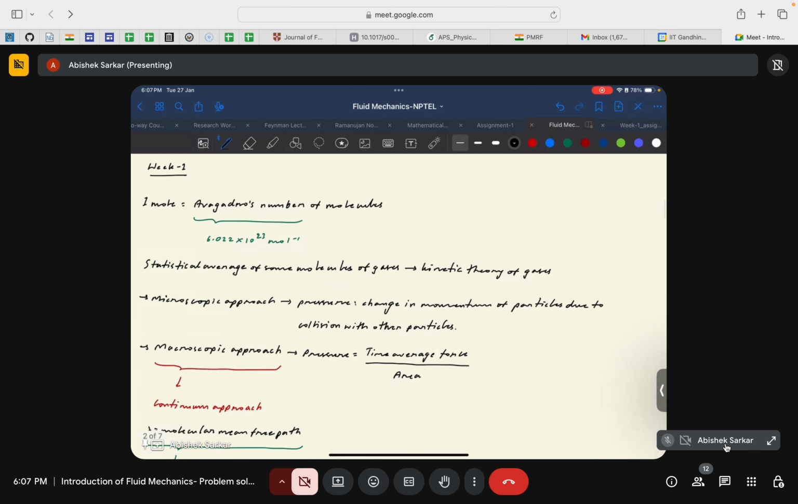It's a very basic definition here, a definition of 1 mole. It's an Avogadro's number of molecules in a particular lump of mass of any matter. So if I say there is 1 mole of matter, it will mean that the number of molecules in that particular lump of matter is equal to the Avogadro's number, that is given by 6.022 times 10 to the power 23 per mole.